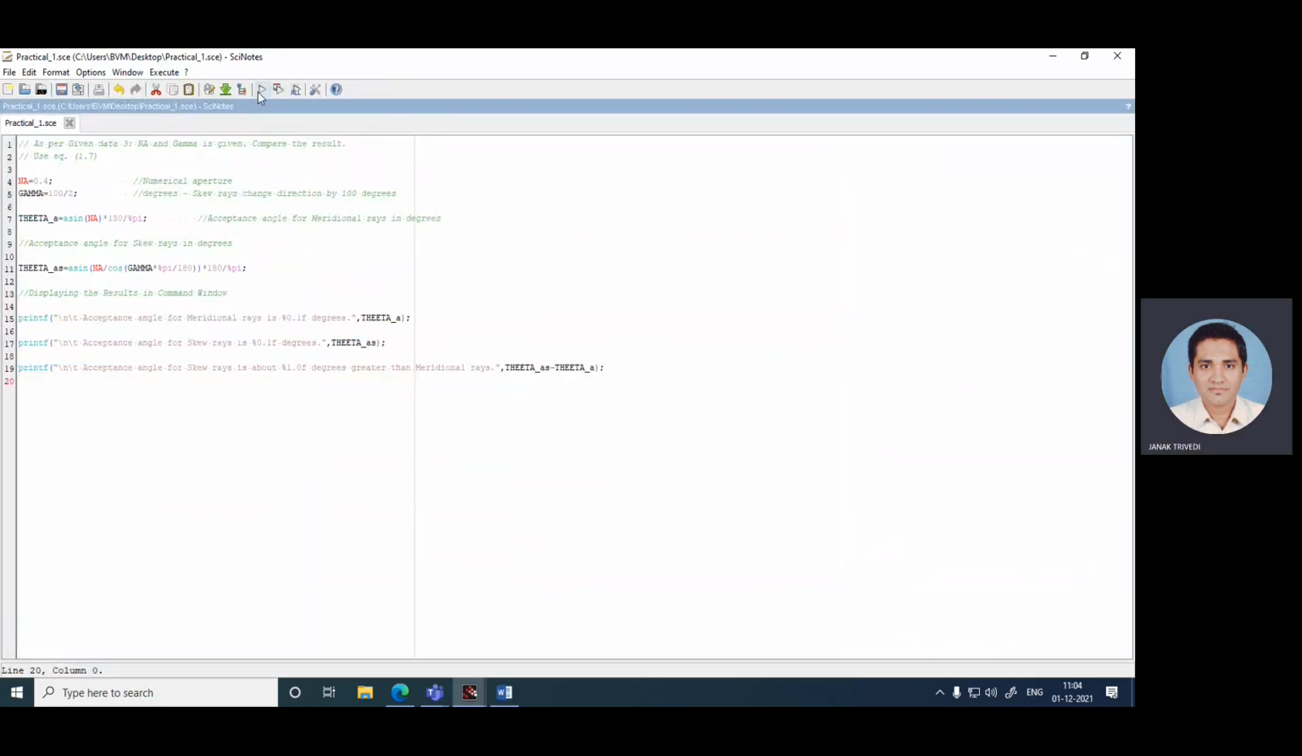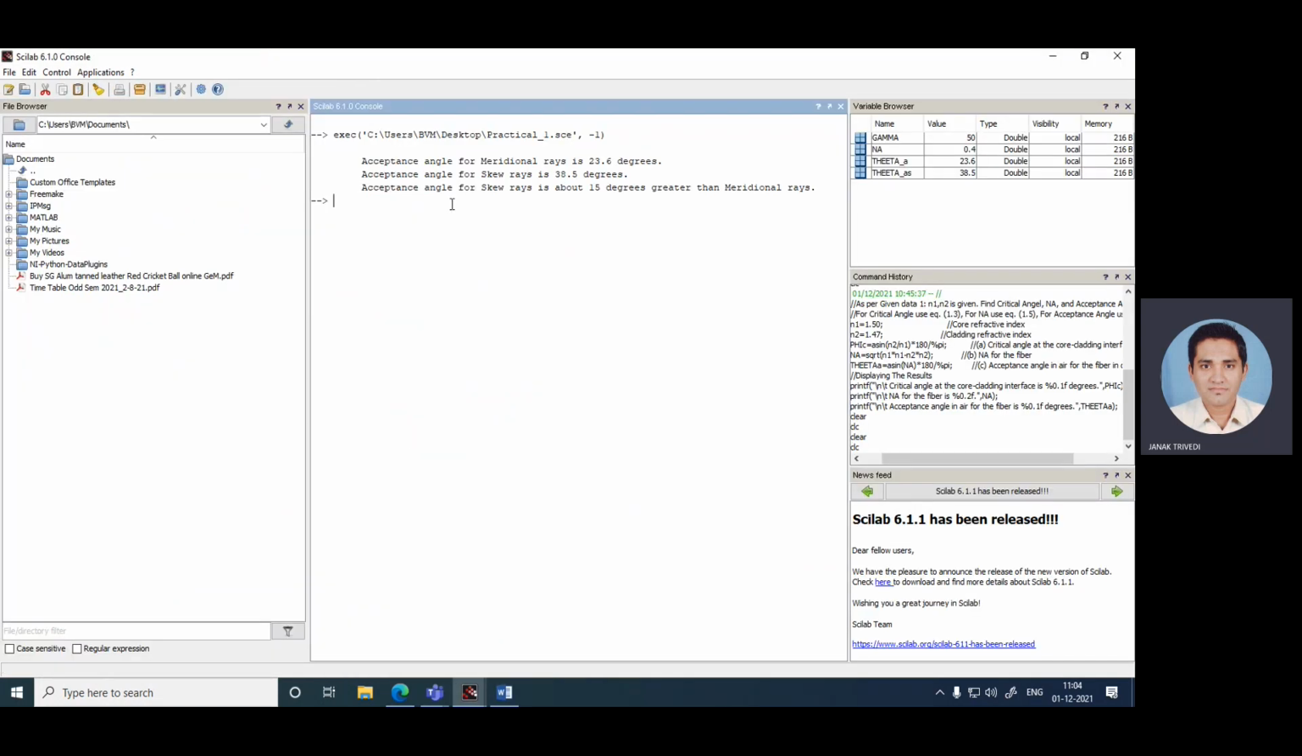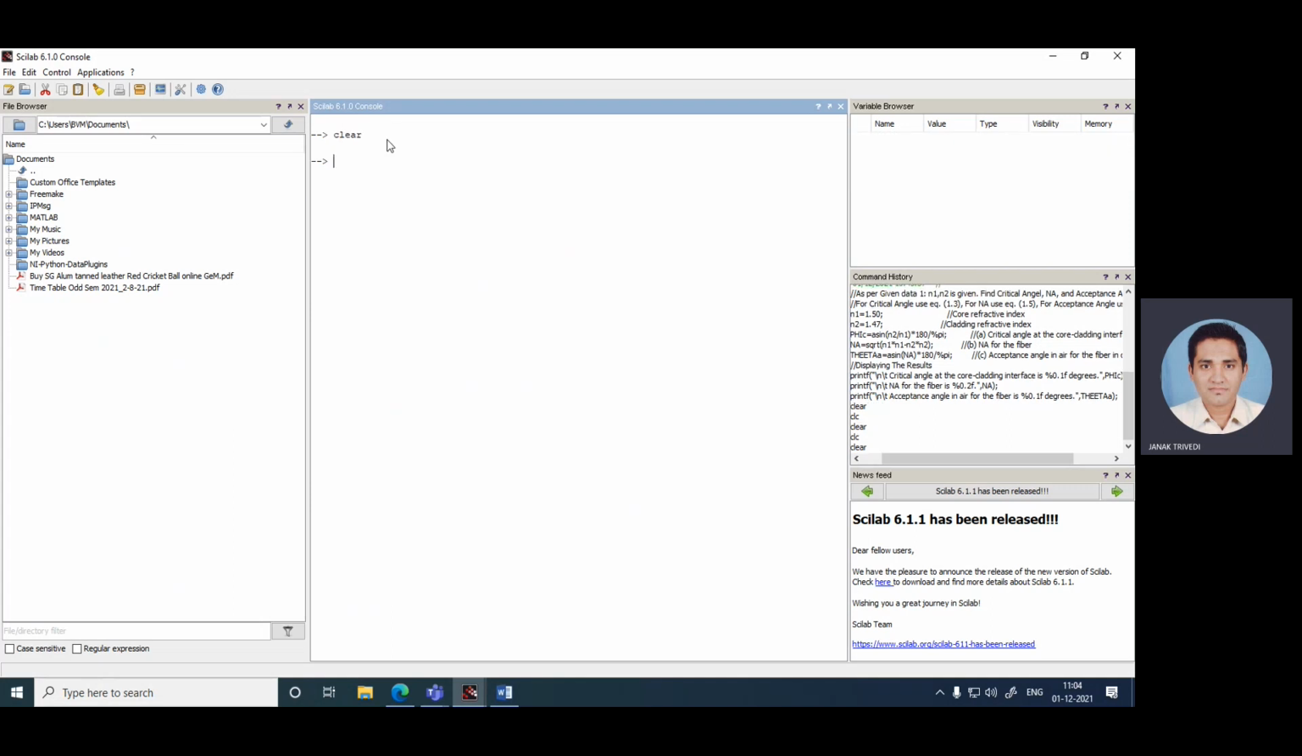So now execute this program. Okay, so the program is executed. You can see the acceptance angle for the skew ray is about 50 degrees greater than the meridional ray. So this is the result that we printed. CLC, just clear the console. This time the message is not displayed because we already clicked on that particular dialog box. And if you want to clear the variable browser, you can just type clear.